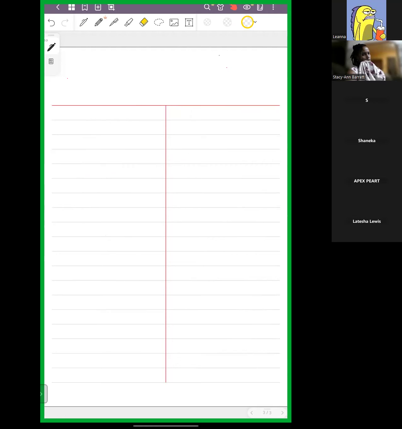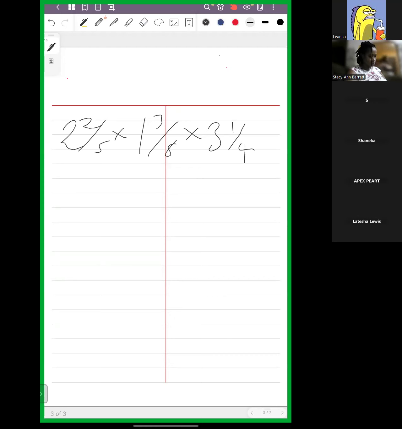I'll go ahead and snap off this one. 2 and 2/5 multiplied by 1 and 3/8 multiplied by 3 and 1/4. Go ahead, guys, and see if we can find anything to cancel out. All right? Don't be surprised if you end up with some very big numbers. Don't get scared. Okay? Just deal with it accordingly. I'll give you about 2 or 3 minutes.